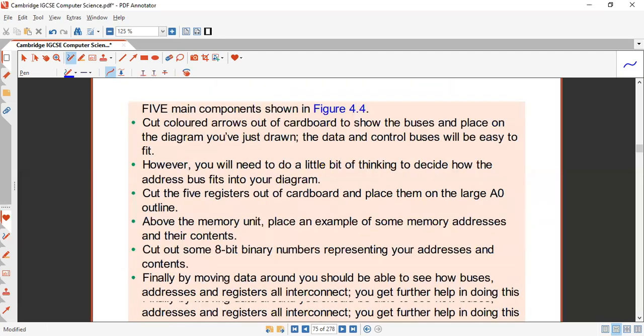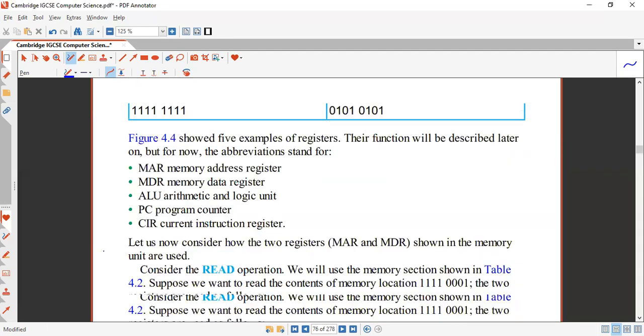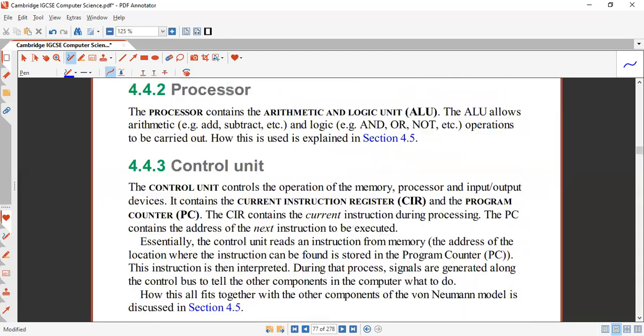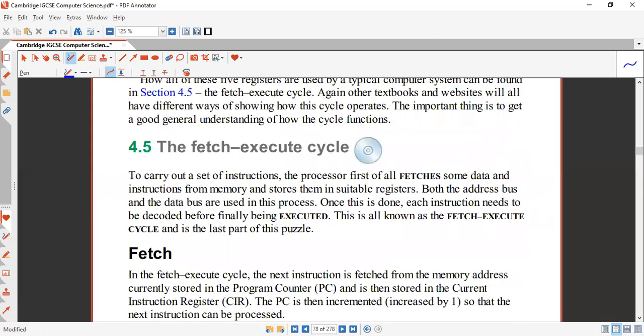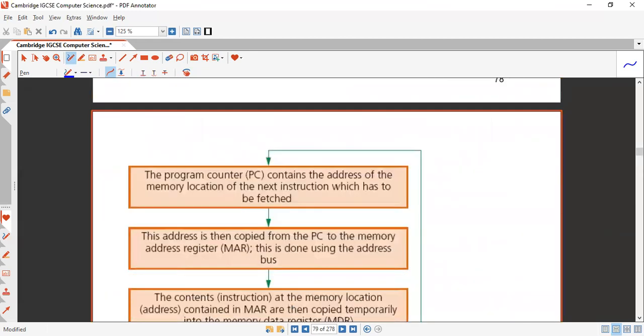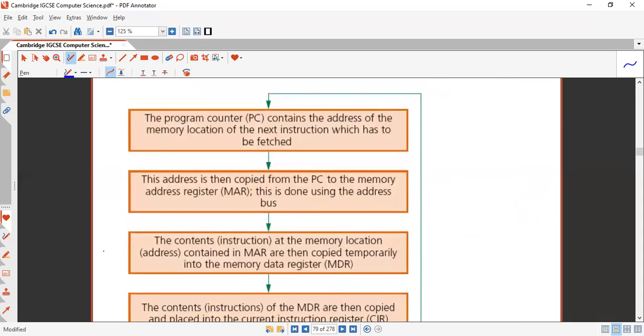Moving ahead, coming towards the most important factor, that is the fetch execute cycle. Now, what do you mean by the fetch execute cycle? The fetch execute cycle basically contains 6 steps. Now, what are those 6 steps? First of all, just have a look over here. Right now, I'm dealing with O levels.